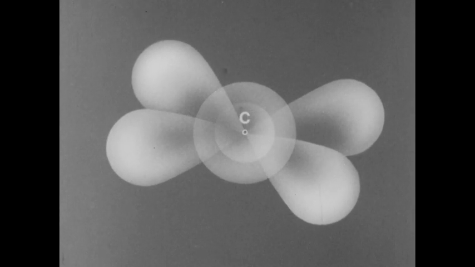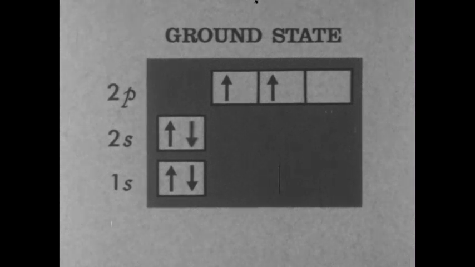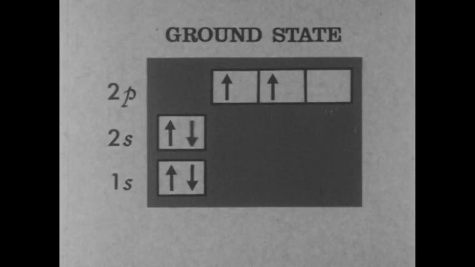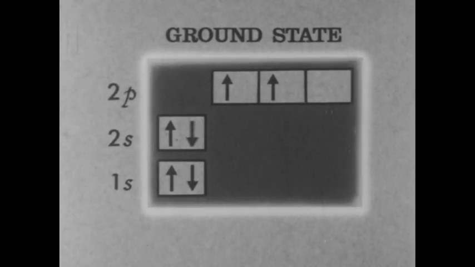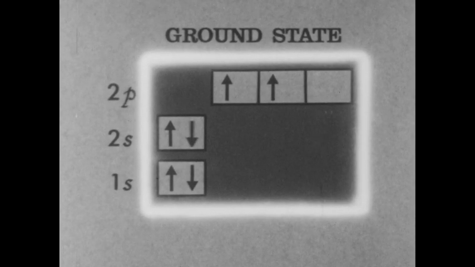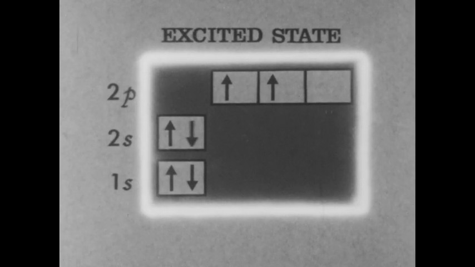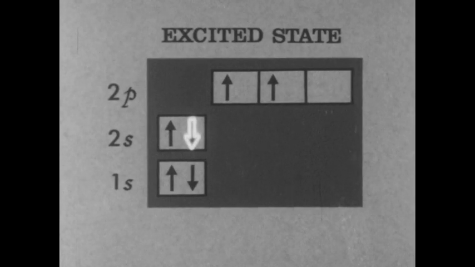This ground, or lowest energy state of the carbon atom, can be diagrammed like this. The arrows represent direction of spin of the electrons in each of the orbitals. The empty box represents a 2p orbital not occupied in the ground state. When energy is added to the atom, it will shift from the ground state into an excited state. One of the 2s electrons moves into a 2p orbital.